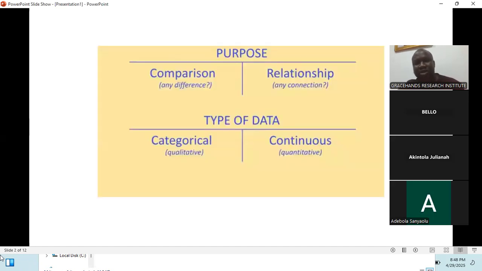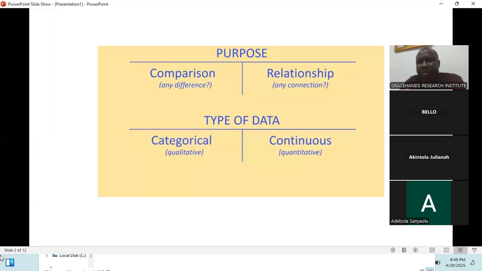Now, the first thing to look at is the purpose. Now, when you pick an objective of the work, the first thing to look at is, what's the purpose behind this objective? All right, is it comparison? Is it relationship? Those are the two major parts that an objective follows, comparison or relationship. Are you following me? Comparison or relationship. So are you comparing data together or are we finding out a relationship?